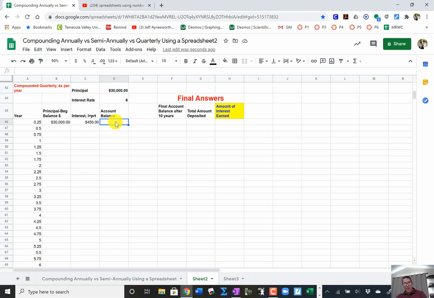Okay, now the account balance. What is that? Well, it's equal to. Again, anytime you set up a formula, which is how you want to design spreadsheets, is done by an equal sign, and it's found by taking the initial balance, which is called the principal, and adding it to the interest, which is in C46, and then you hit enter. So it calculates it for you.